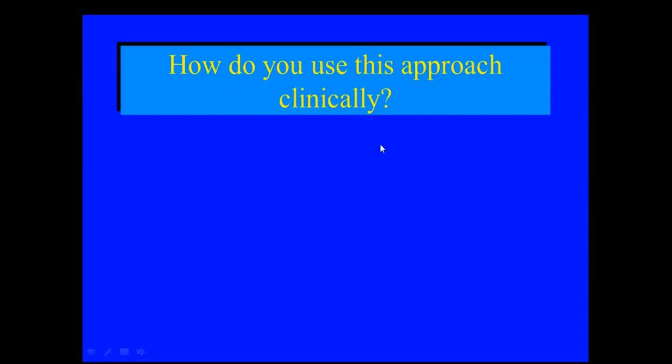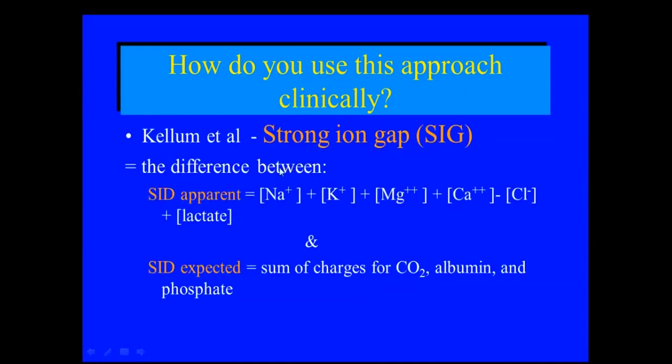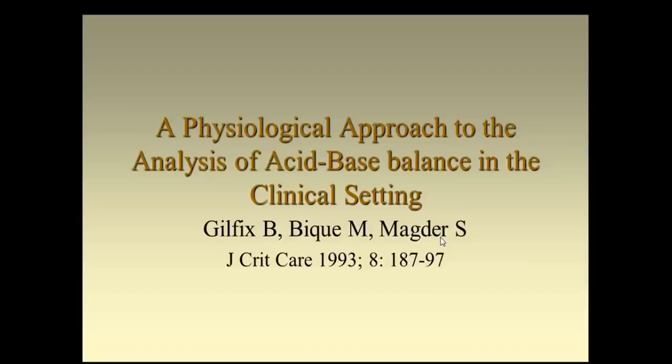So how do you use this clinically, just to wrap up? Well, John Kellum has what he calls the strong ion gap, where he adds up all the positives, and then he looks at the parts due to CO2 and albumin and phosphate, looks at the difference, and that's something missing. But you really don't need all these. I just find this too complicated.